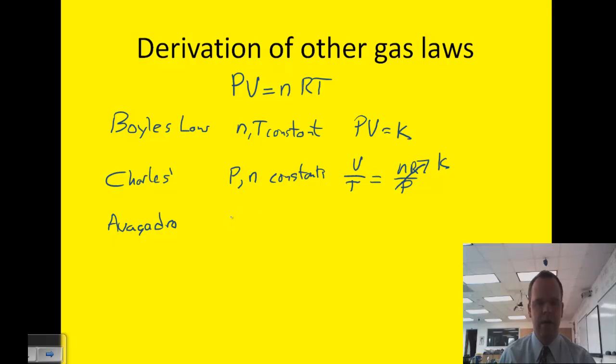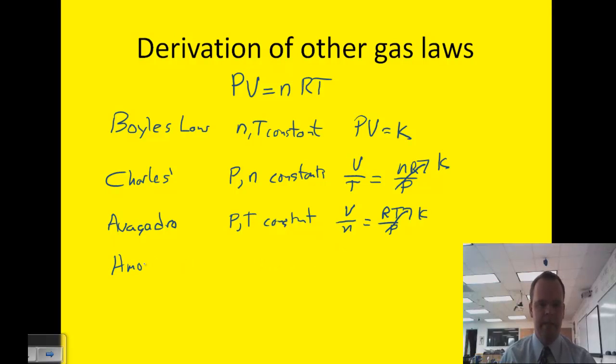In this case, in Avogadro, we said P and T were constant. So if P and T are constant, we get the constant variables on one side, the changing variables on the other. We get RT over P, all of which are constants, so we can say V over N is equal to K.